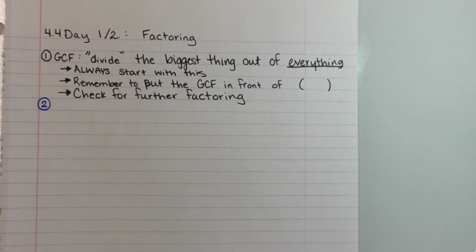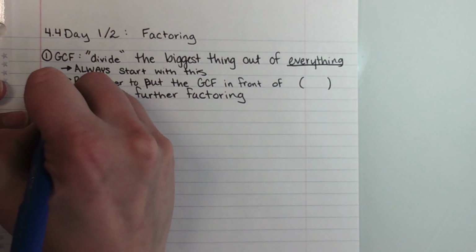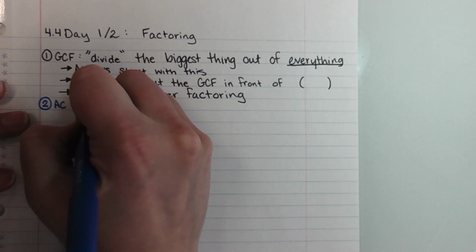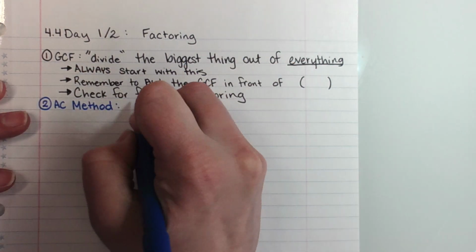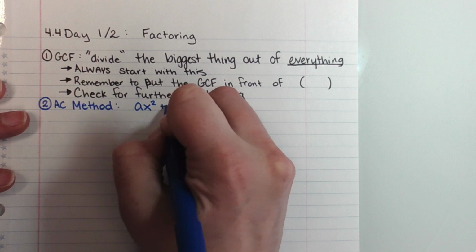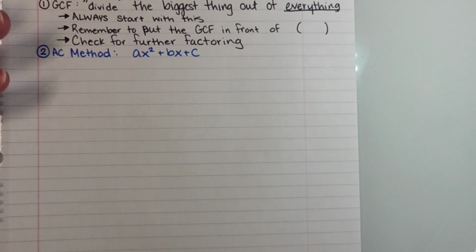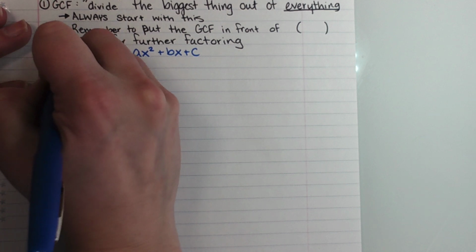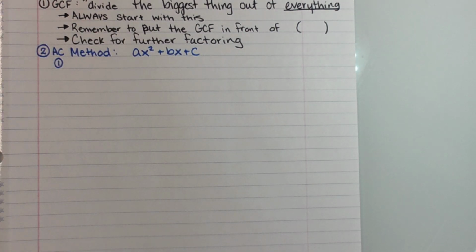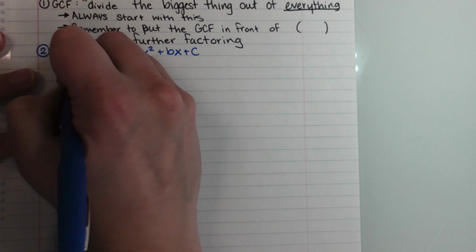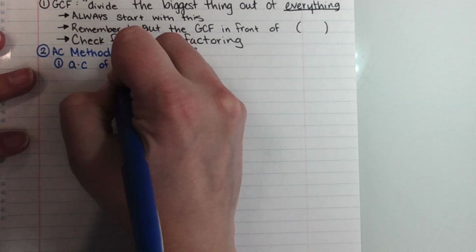What's another form of factoring that we did? AC method factoring. It works when we have quadratics in the form of ax squared plus bx plus c. When you were doing AC method factoring, there are steps that you go through. A times C off to the side.